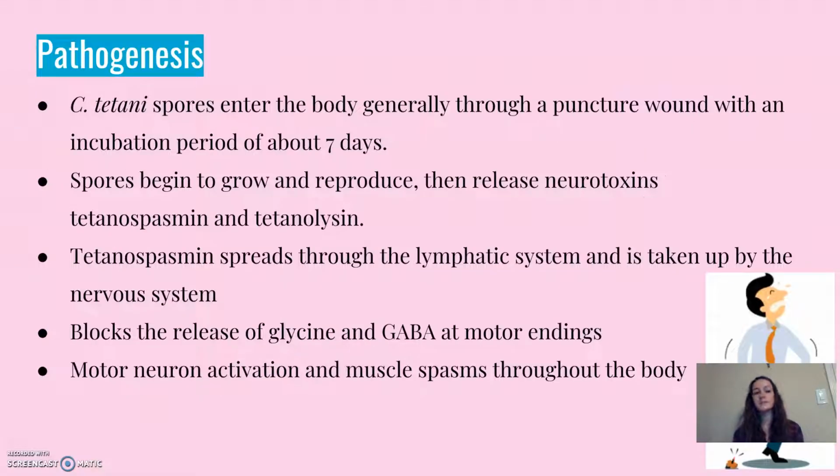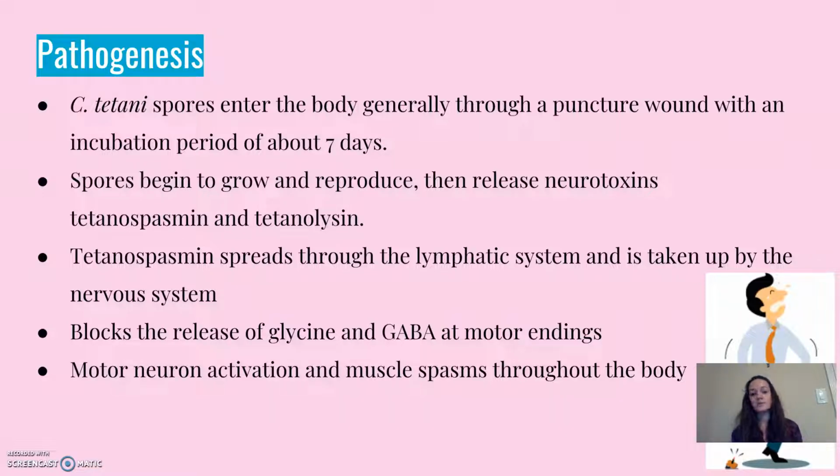So how you get tetanus: Clostridium tetani spores enter the body, generally through a puncture wound, like stepping on a nail or a splinter, but it could also be through some kind of skin trauma or some kind of wound. And it has an incubation period of about 7 days, but that really ranges from 2 to 21. And the more serious your case is, the shorter incubation period you're going to have.